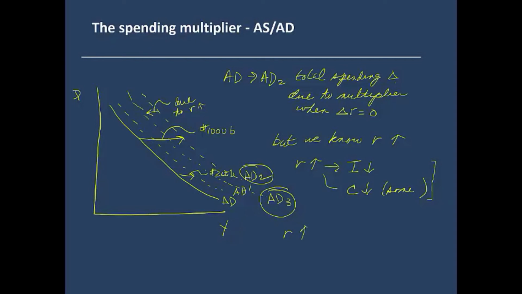The rise in interest rates has dampened the increase in total spending. So total spending is still going up. It's just that that increase is going to be smaller because of the interest rate rise. Okay, so this is the short run. What we've done in this slide is show the short run impact on aggregate demand.